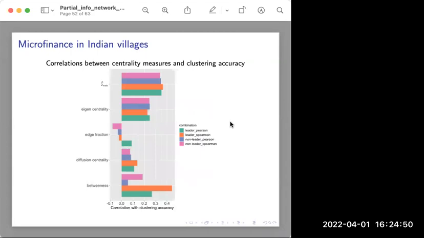Next, we again look at the correlation between the centrality measures and the clustering accuracy. We did this computation for every village, and within each village, we take the average across the leader group and the non-leader group, and we computed the correlation using Pearson correlation and Spearman correlation. These are all the combinations in the plot. We can see that overall, our eigengap centrality, the lambda min hat, has the most stable performance under all these combinations. The betweenness centrality did pretty well for one of the combinations, but not so well for the others.